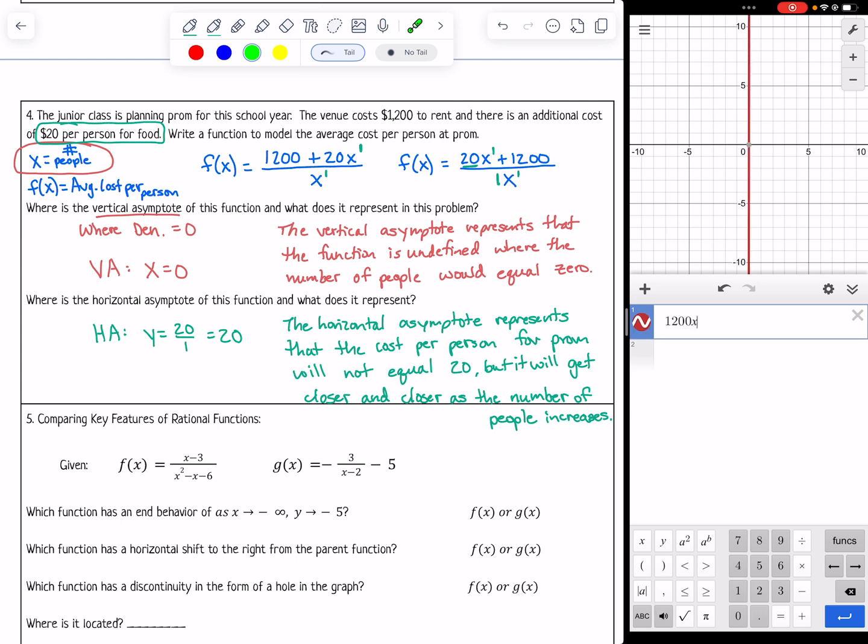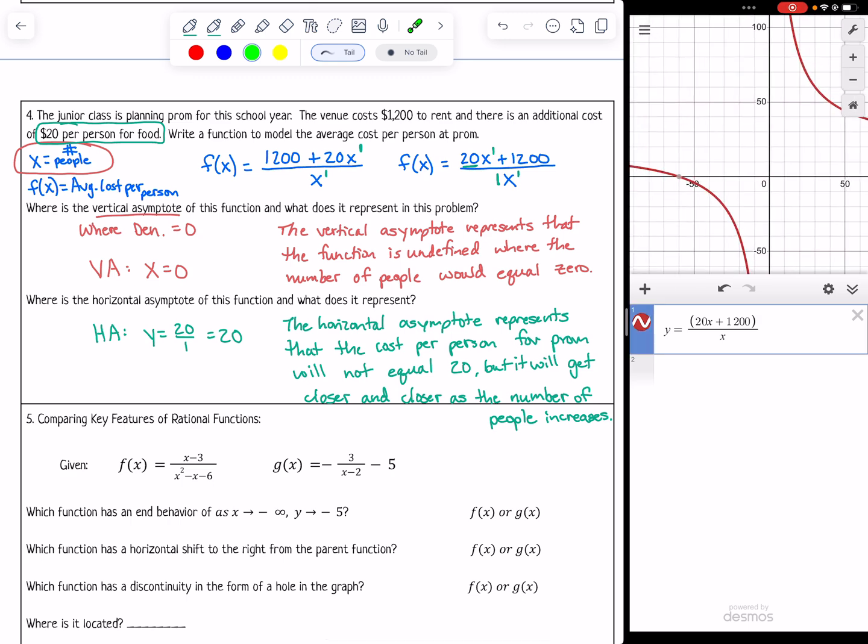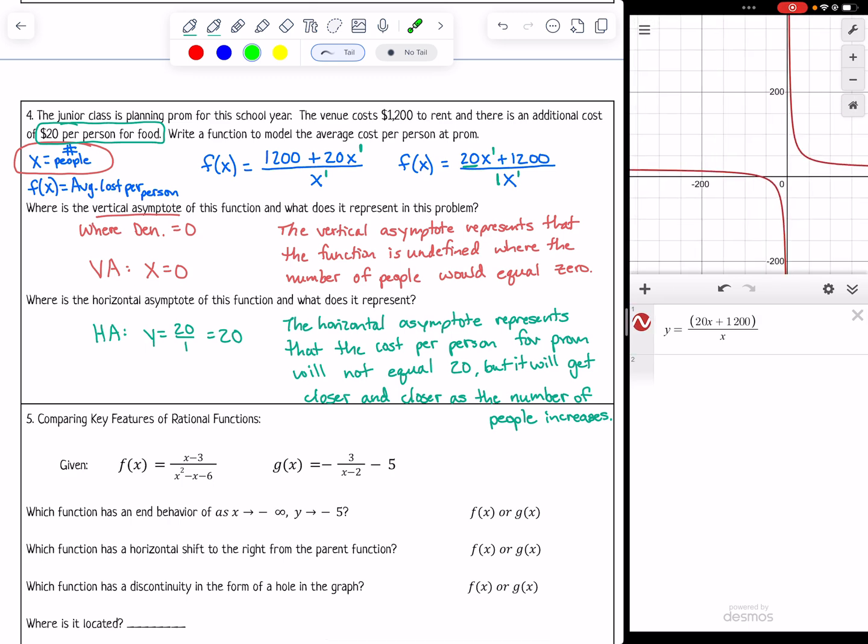So 1200x plus 20, or excuse me, I don't need the x on the 1200. Let me start over. I'm going to put this in parentheses. So 20x plus 1200, divided by x is my function. And you can put y equals if you like to do that, or f of x is fine, either one. And then we look and see, and you can check and make sure you have the right idea.